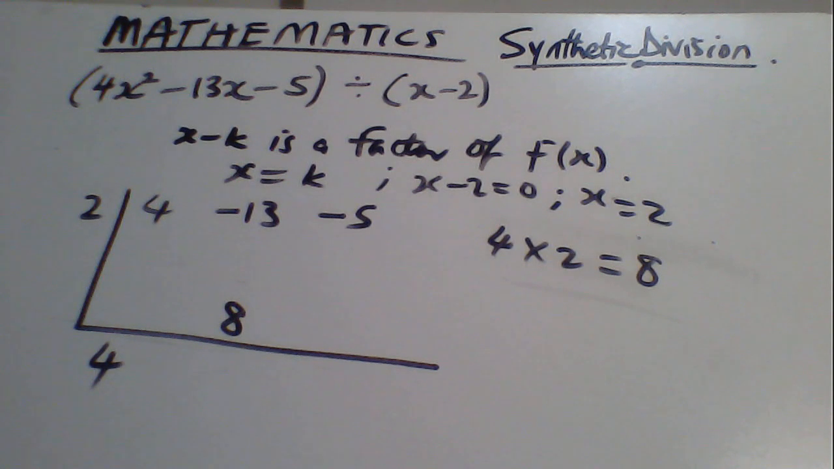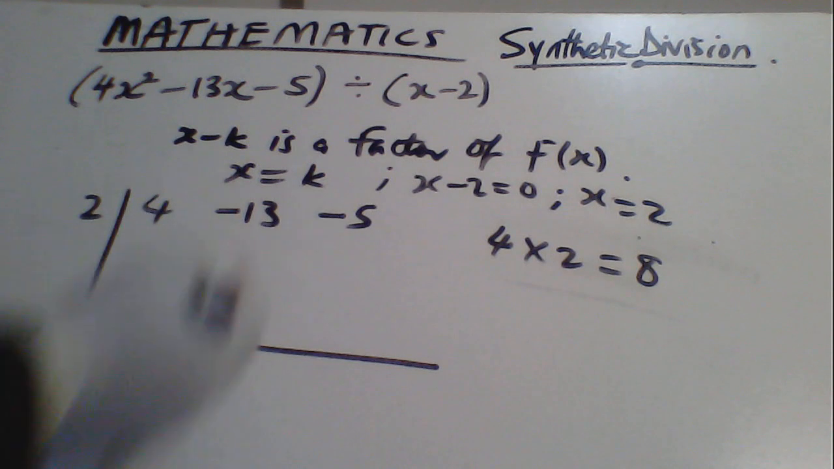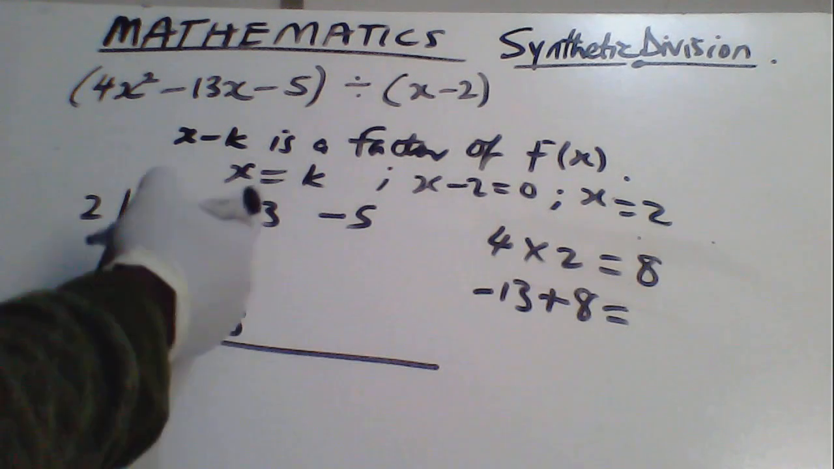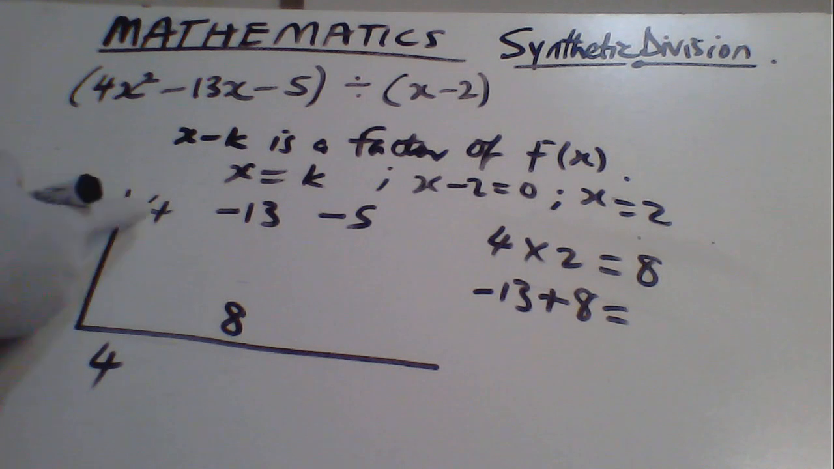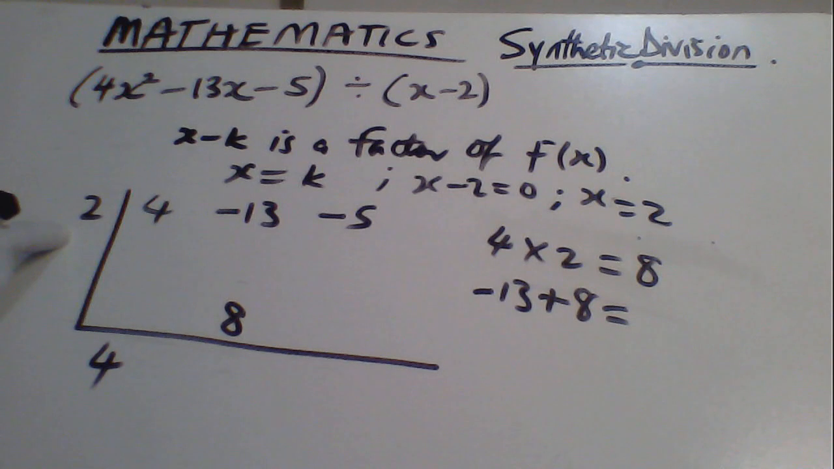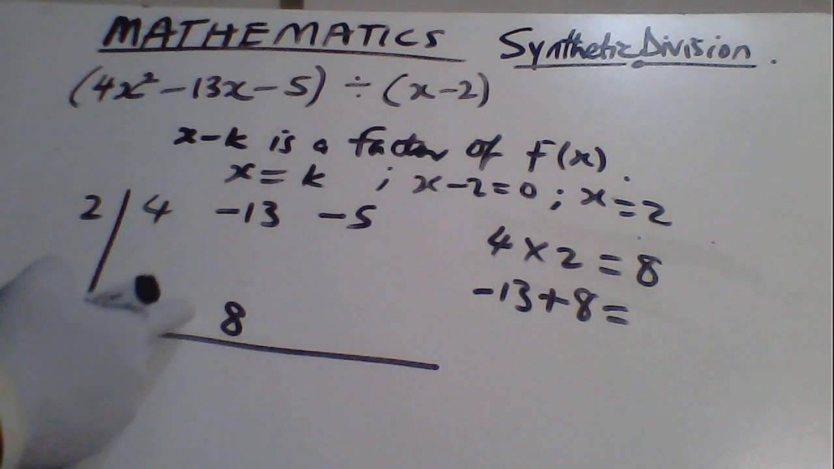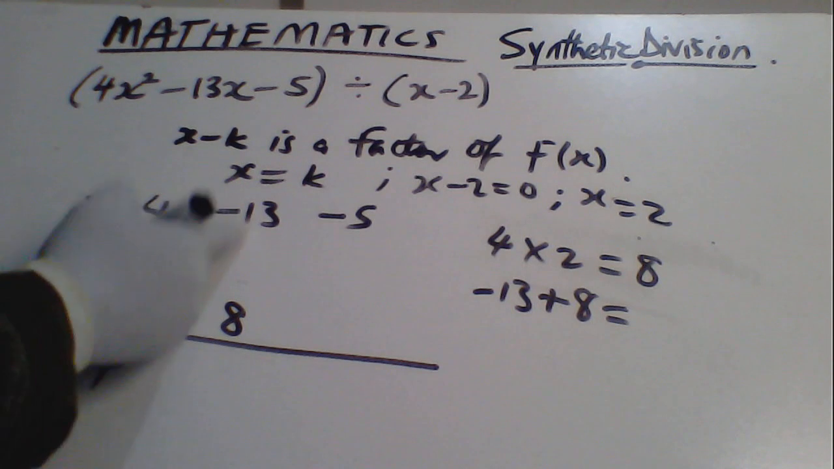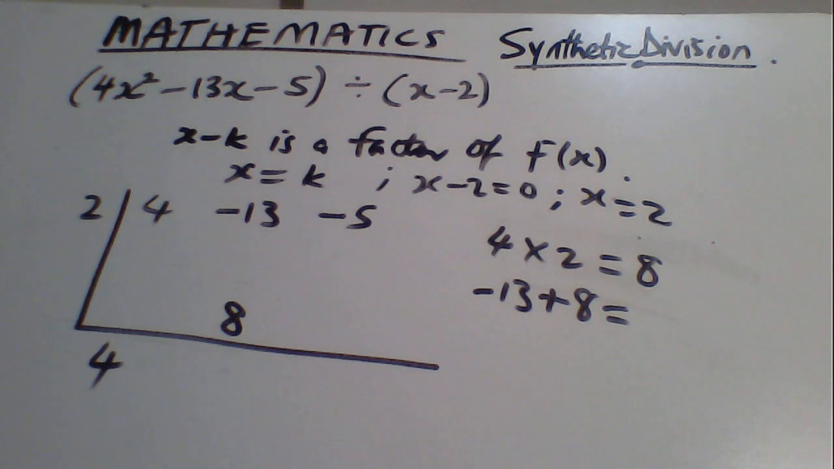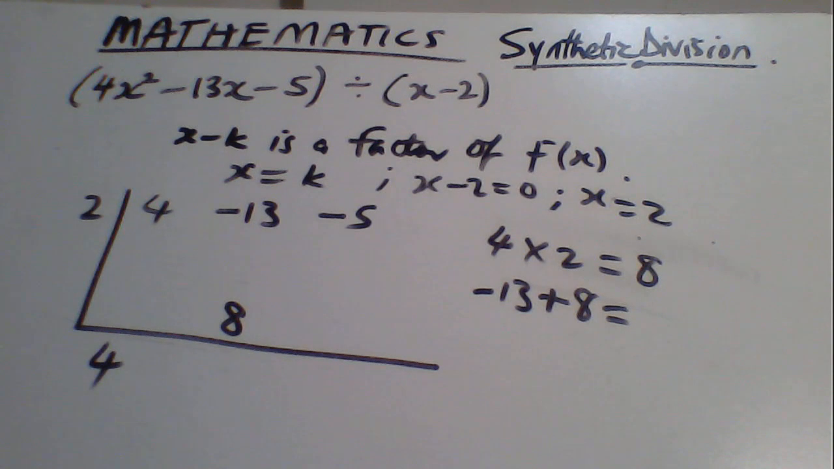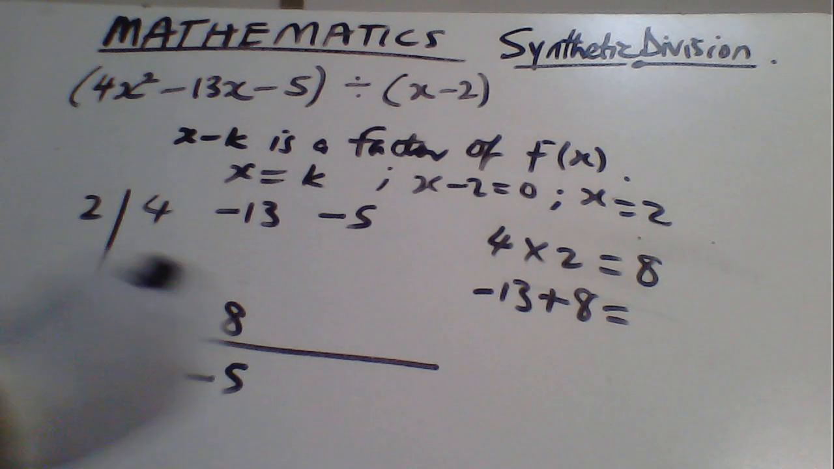Then you add the two terms. That is minus 13 plus 8. Once you bring the leading coefficient down and multiply by the k value, whatever you got, you write it down under the second coefficient of the polynomial and add up the result. That is minus 13 plus 8, which gives us minus 5.